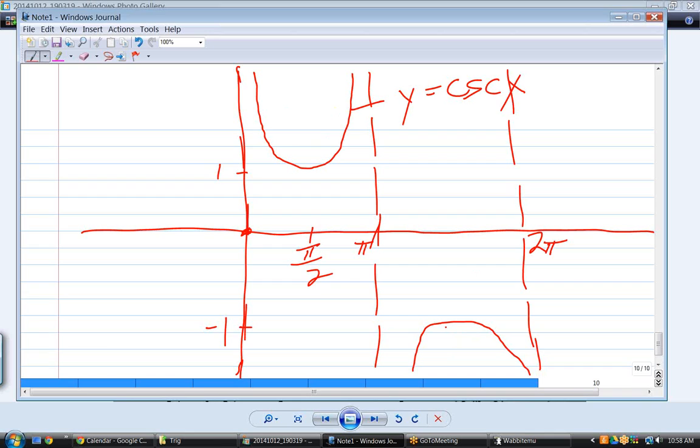Notice something else. What's the domain? Well, the domain of cosecant is all reals except multiples of pi. Okay. And that's exactly how you'd say it. It would be all real numbers except multiples of pi. And 0 is a multiple of pi. So that's not in the domain, pi is not in the domain, 2 pi is not in the domain.